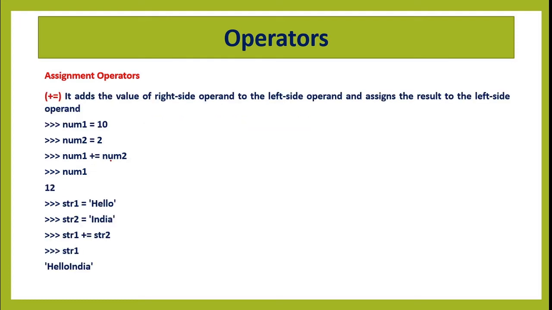The next one is plus equal. Plus equal means addition shorthand assignment operator. This one adds the value of right side operand to the left side operand and assigns the result to the left side operand. We already know that the addition operator is used to add and for string concatenation also. See here, num1 is equal to 10, num2 is equal to 2. Then num1 += num2, which means we can write this statement as num1 = num1 + num2.